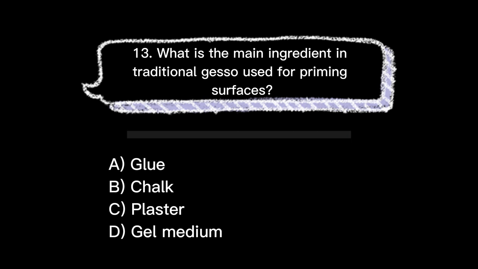Thirteen. What is the main ingredient in traditional gesso used for priming surfaces? A. Glue. B. Chalk. C. Plaster. D. Gel medium. In 10 seconds, which do you think is the correct answer?